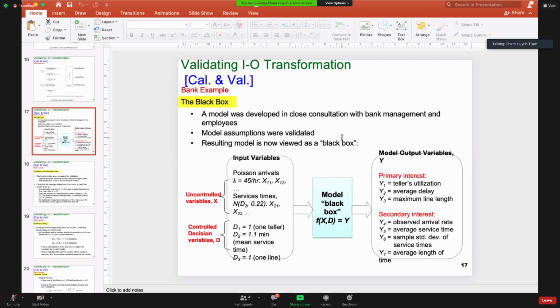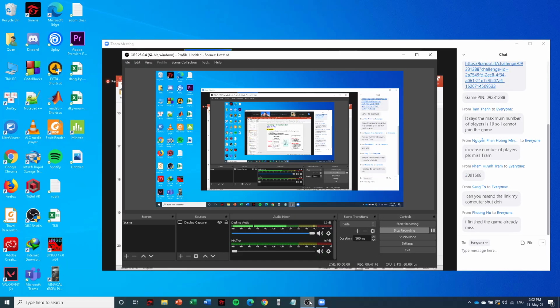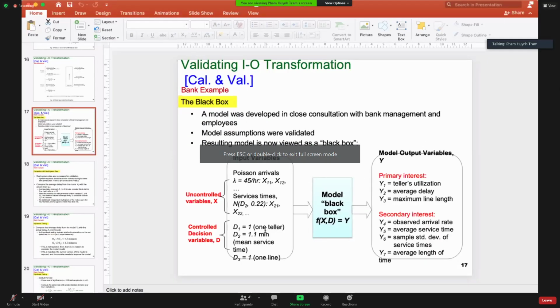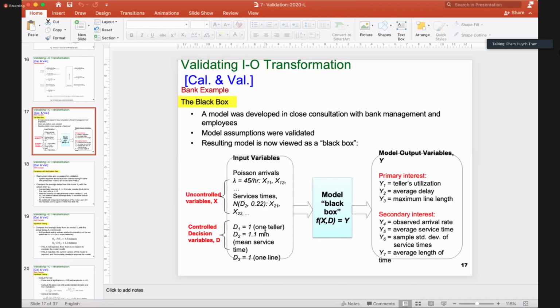So last time we stopped here with the example of bank management. Our primary output interests are the teller's utilization, the average delay or waiting time of the customer, and the maximum queue length in the bank. We will assume that the input is the same for both the simulation model and the real system. And now what we have to do is compare the output from our simulation model and the output from the real system.